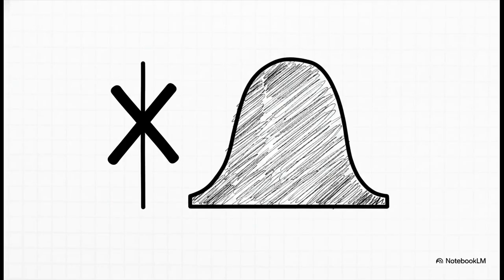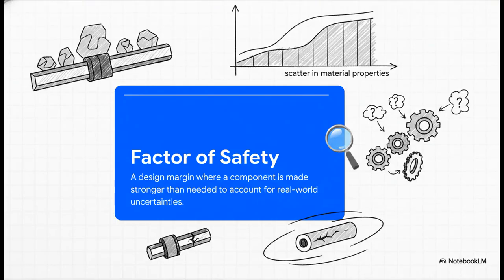This leads to a huge takeaway. A material's strength isn't just one single number you can look up in a textbook. It's a range, a statistical probability. So a great engineer doesn't design for the average strength. They have to design for the weakest possible case, for the outliers, for all the what-ifs. So how on earth do they do that? Well, they use a clever concept called a factor of safety.